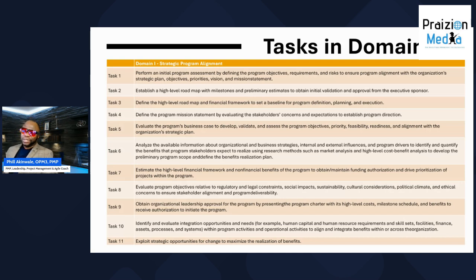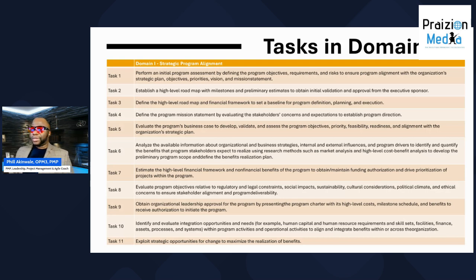Number eight, evaluate the program objectives relative to regulatory and legal constraints, if any, social impact, sustainability, cultural considerations, political climate, and ethical concerns. Now, bear in mind, while these exist on the exam, not every single program may have such concerns, but you do need to be aware of these for your exam.